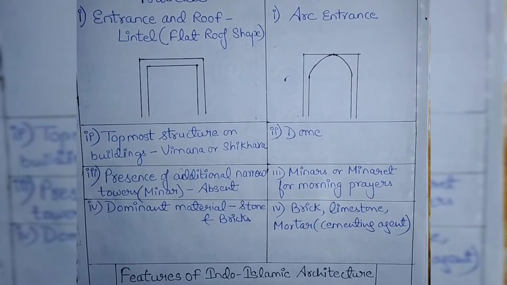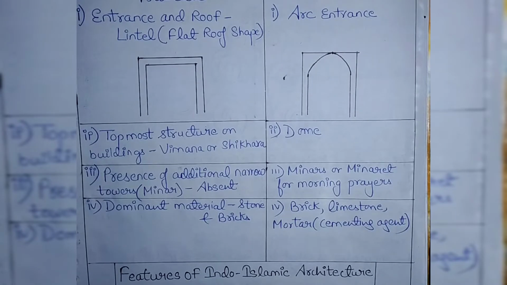Third difference is the presence of additional narrow towers, which we call minars. They are absent in the ancient Indian architecture, but they are present in the medieval one. Minar or minarets are built for the purpose of the announcement of morning prayers.